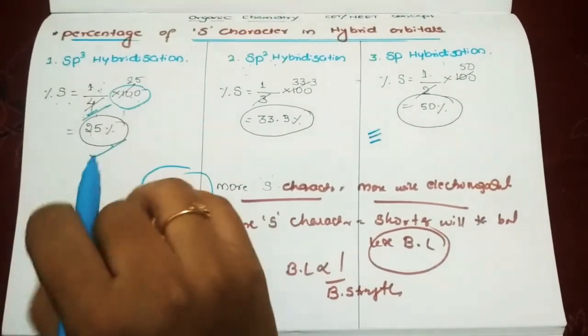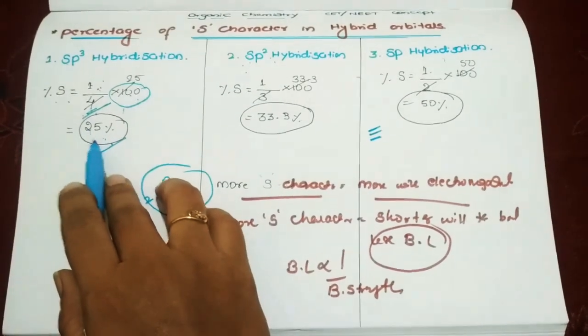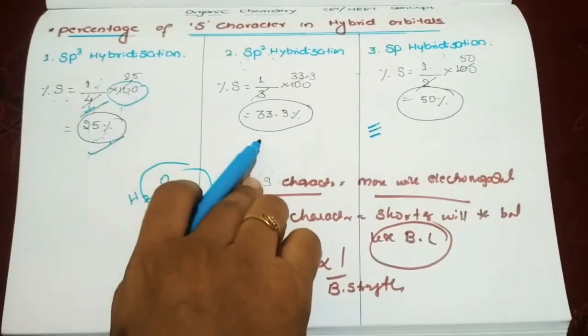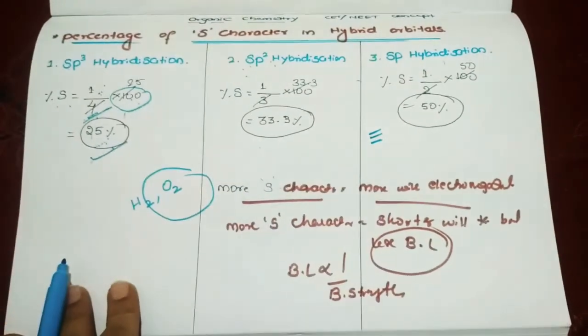I hope you understood. At least you have to remember the percentage of S character in sp3, in sp2 and in sp hybrid orbitals.